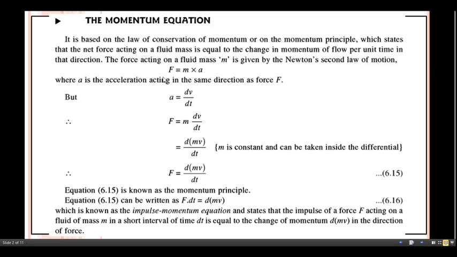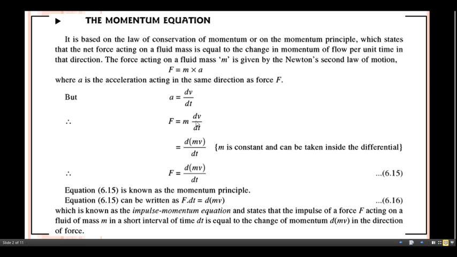This is Newton's second law of motion: F equals ma. Here a is the acceleration acting in the direction of force F. We know the basic mathematical relation for acceleration is the rate of change of velocity with respect to time, so dv/dt is the acceleration a. So what about F? Coming back to this relation, F equals ma, where a means dv/dt.